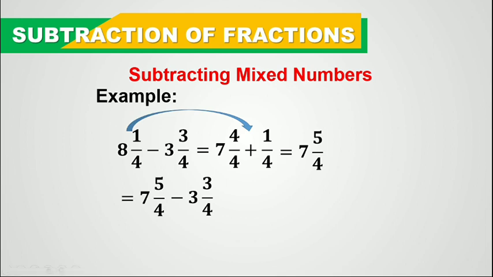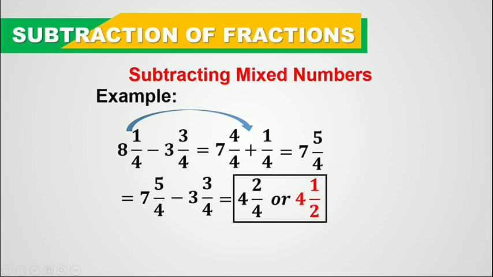So what are we gonna do? We are going to subtract their whole numbers first. So 7 minus 3, that's 4, and then 5 minus 3, that's 2. Then copy the common denominator 4, and we could still reduce this, so this becomes 4 and 1/2, because the GCF of 2 and 4 is 2. So 2 divided by 2, that's 1, and then 4 divided by 2, that's 2. So this is our answer for this particular example. So diba, dali ra siya ka ayo.